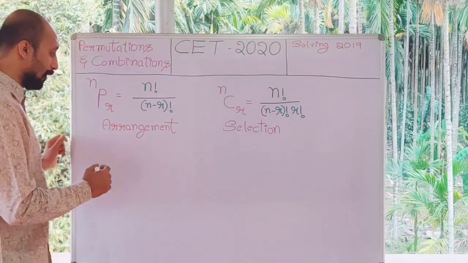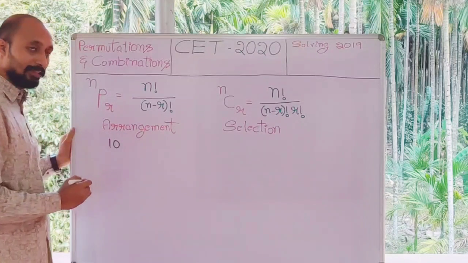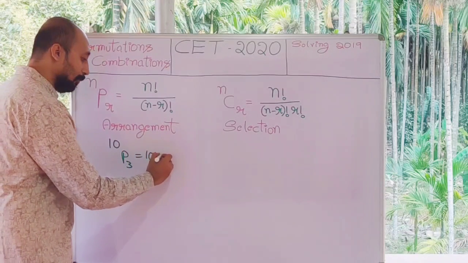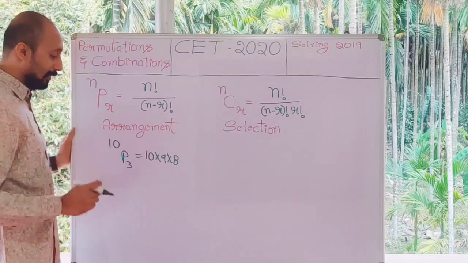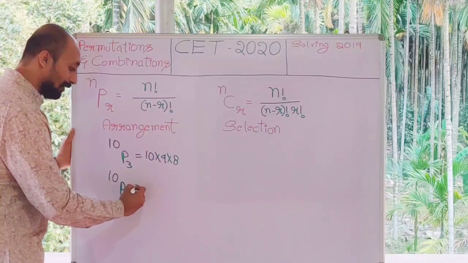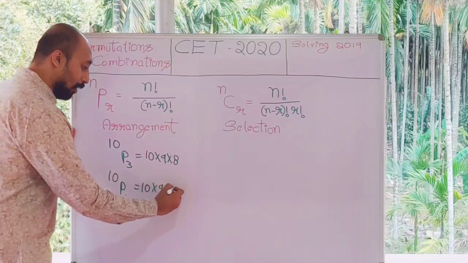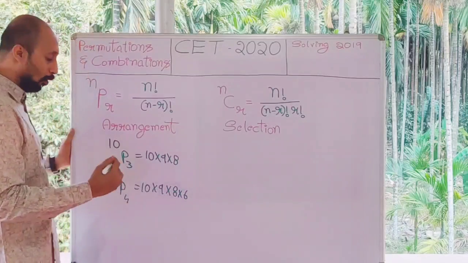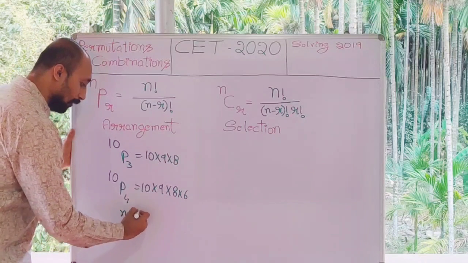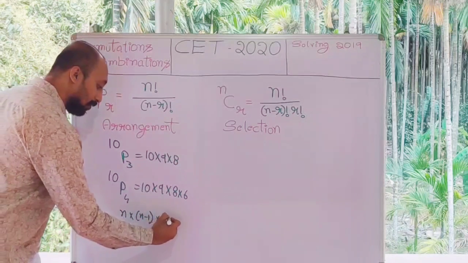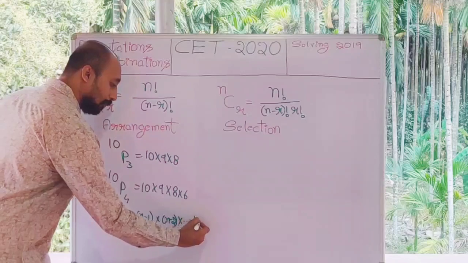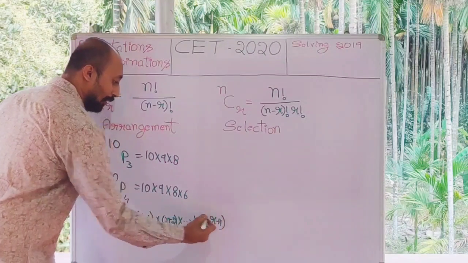As a very simple case, if there are 10 things and I have to arrange 3 things out of it, it is nothing but 10 into 9 into 8. That means it starts with 10 and goes for 3 numbers. Very similarly, what is 10C4? It starts with 10 and goes up to 4 numbers. So in general, I can write this same formula as n into n minus 1 into n minus 2 and so on, up to n minus r plus 1.